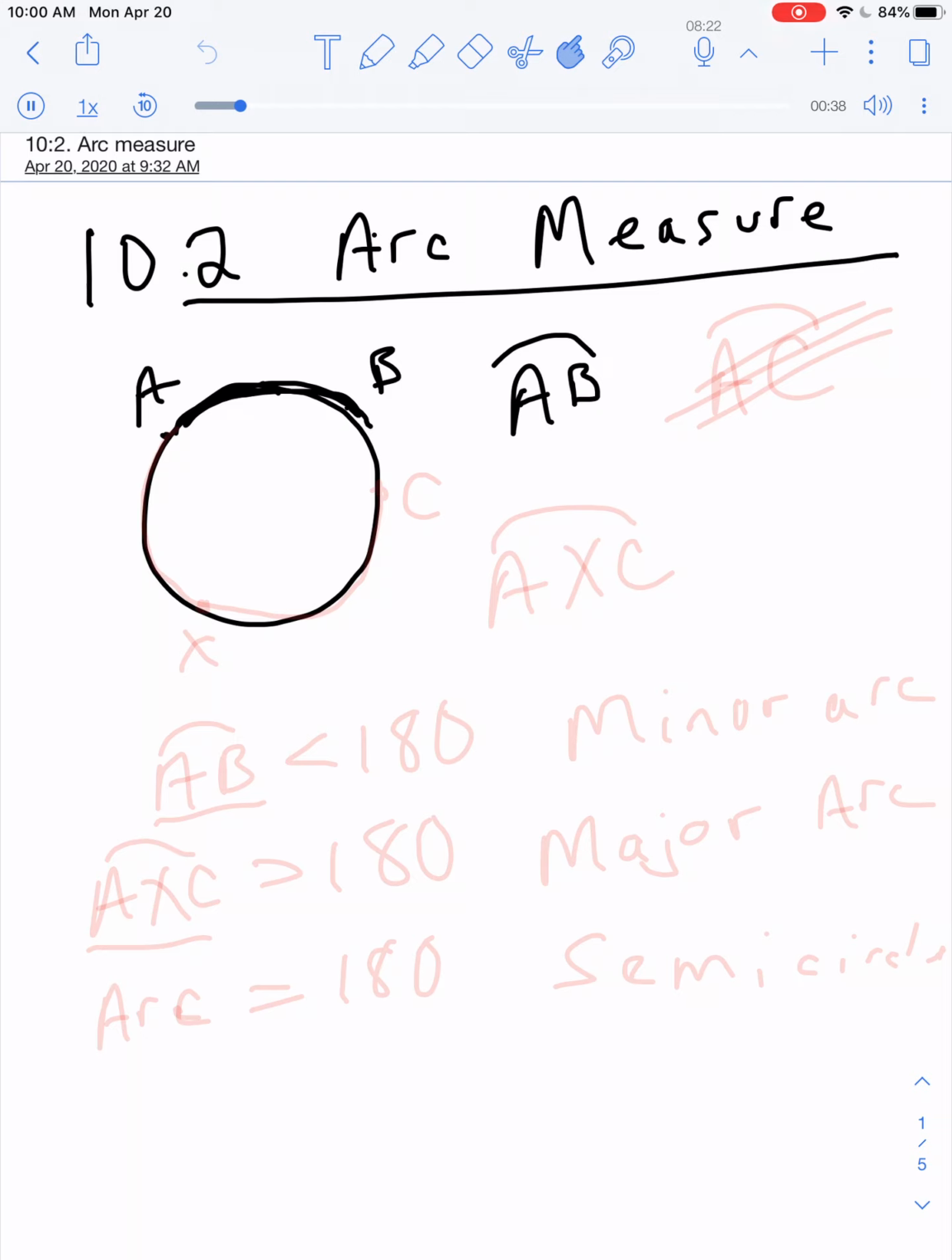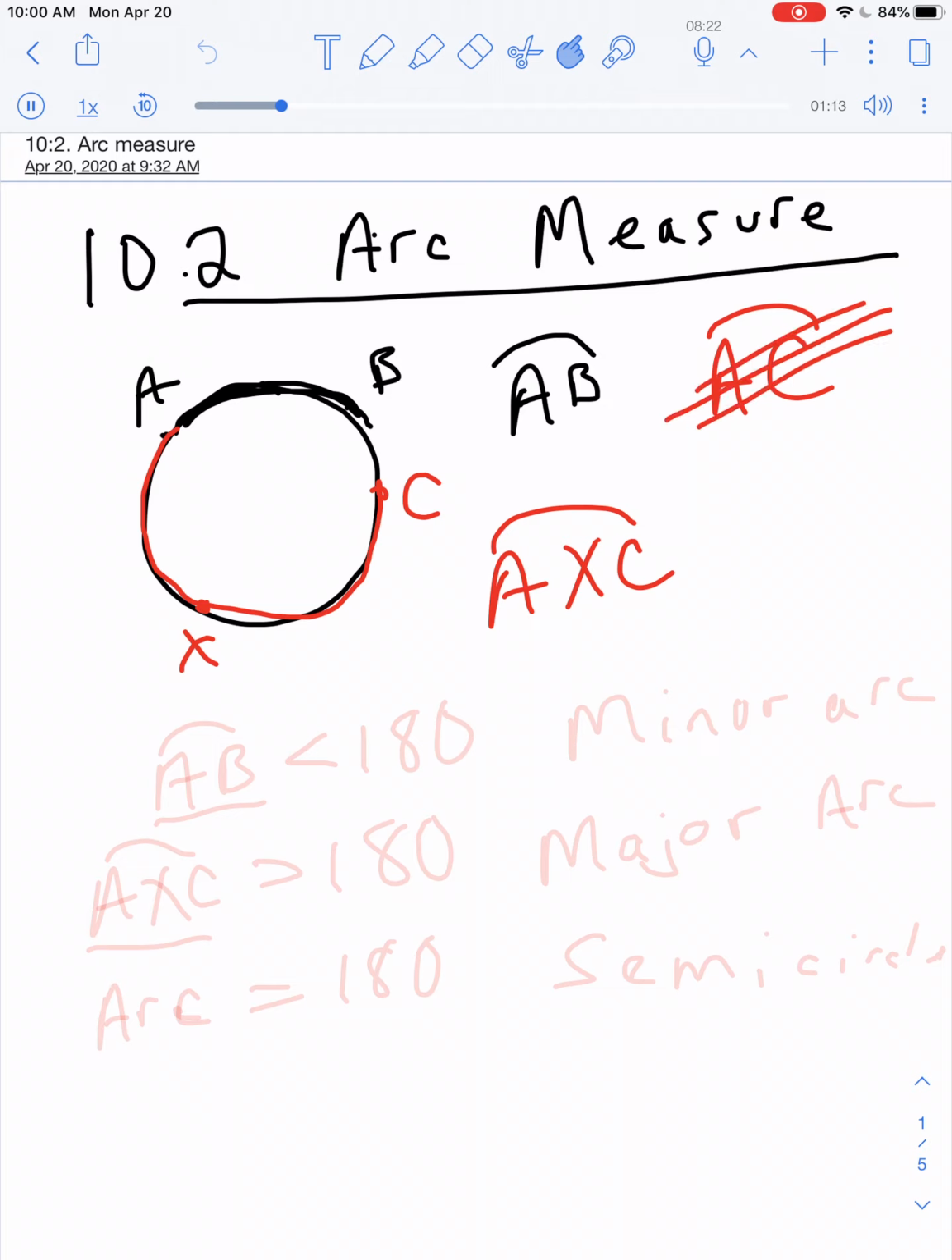Now you might have other arcs that are bigger. Let's do one in red. So let's say it went from here all the way around to like here, and we'll call that C. That would be arc AC. However, since it's more than half a circle, you have to put another point on here, let's say X, and you'd call that arc AXC. So we don't get rid of the AC.